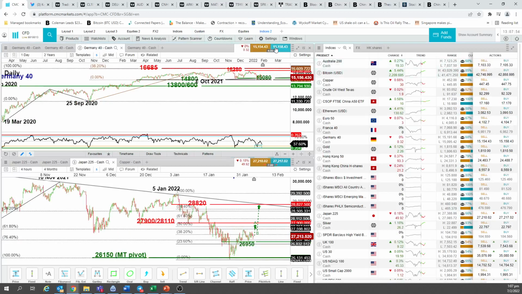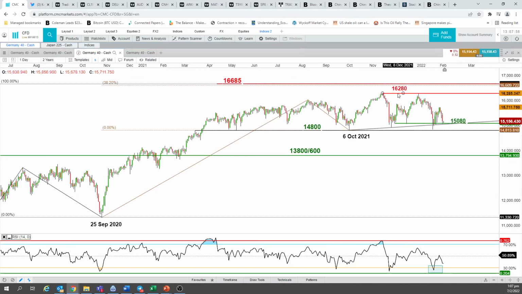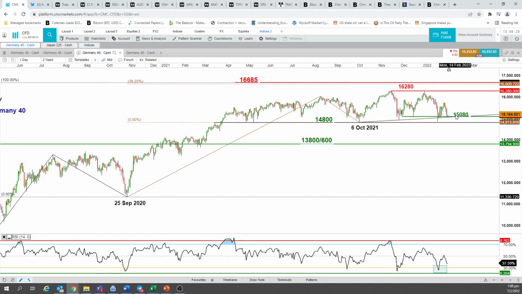For the last one will be the German DAX or the German 40. So the German 40 also trading in a range. So it's very similar to what we see in the Japan 225. Since its all-time high on 17th of November, tested it again this year on 5th of Jan, but can't break above that 16,280 level. Did a retracement and now back to the bottom of the range support, which is in place since 6th of October 21, now acting as a support at 15,080 level.